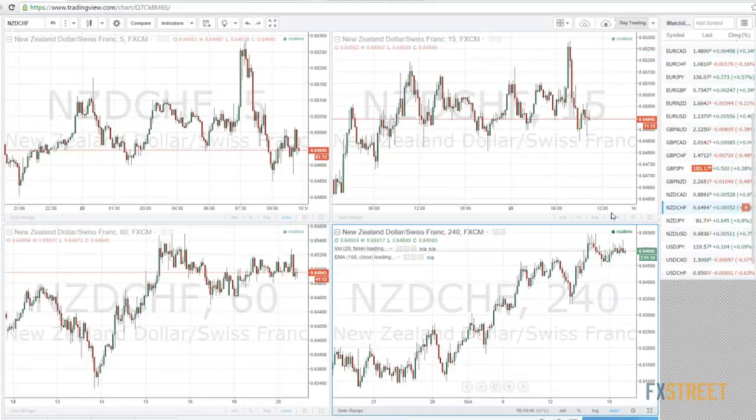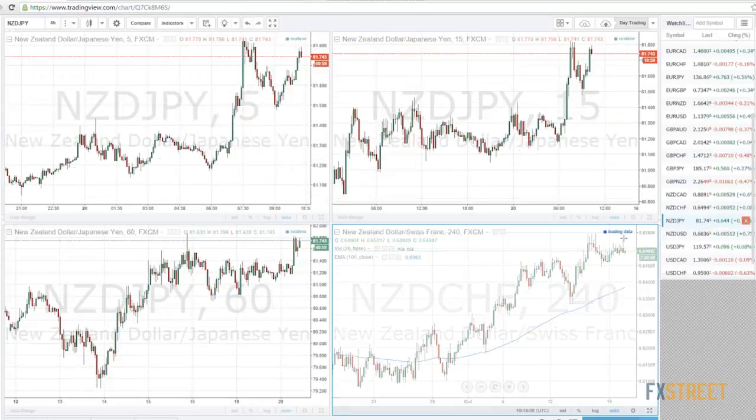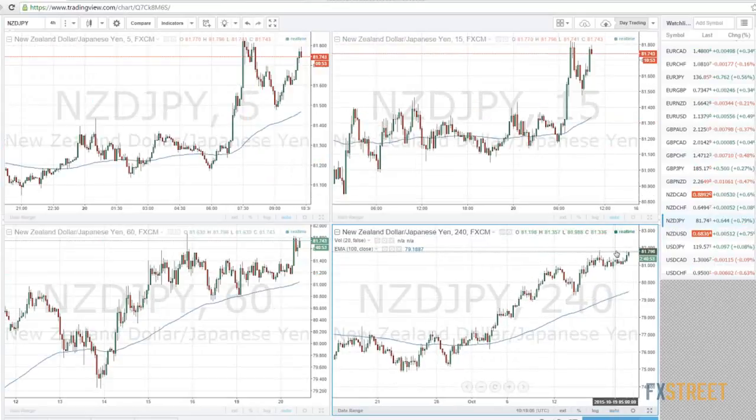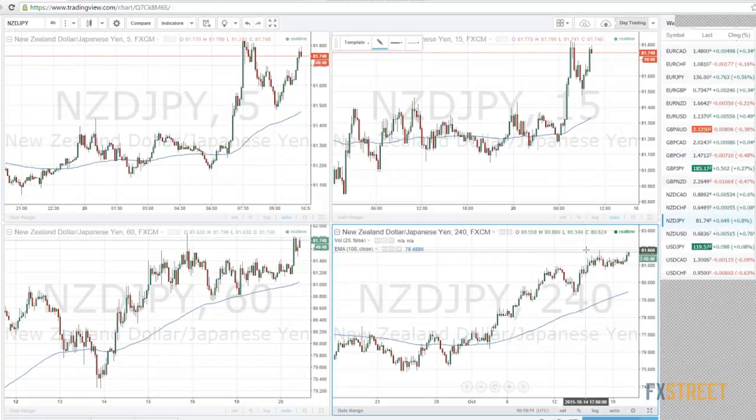New Zealand franc, what am I thinking here? They're both strong. You're trying to trade a strong currency against a strong currency. It's not particularly clever. New Zealand yen, yeah, that's potential. That has potential. Let's put that in there.